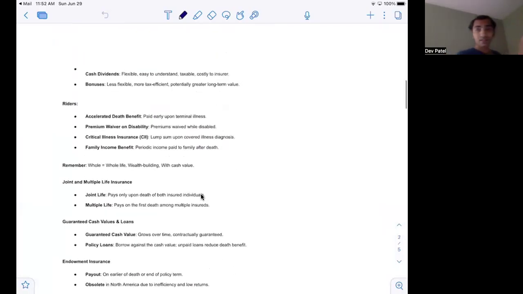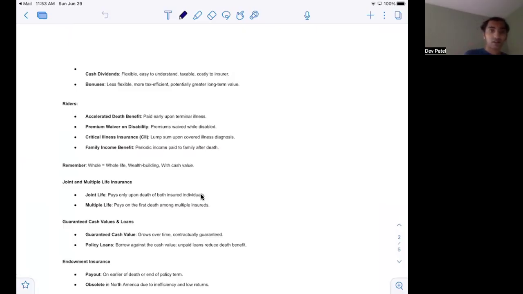So this comes in two different ways, either cash dividends or bonuses. Bonuses are typically less flexible, and they're harder to understand, but they are more profitable for the insurer. Cash dividends are flexible and easy to understand. They are very costly to the insurer and they could be taxable. So you can think of cash dividends as something that's good for the insured, and bonuses as something that's profitable for the insurer.